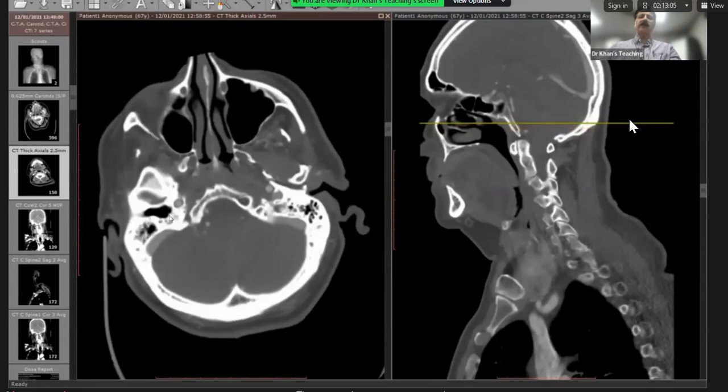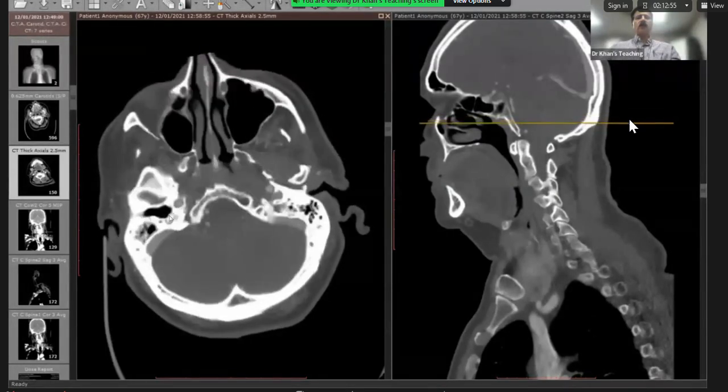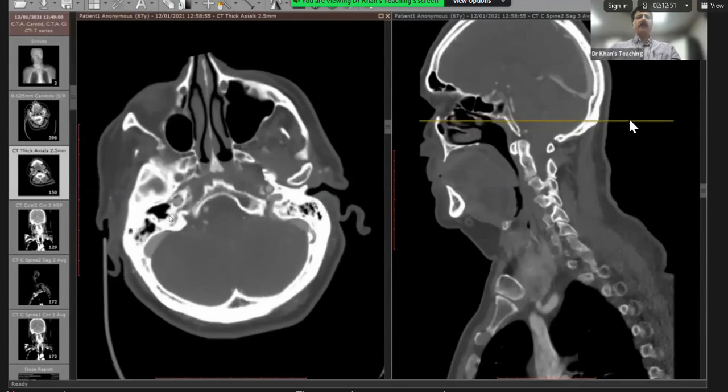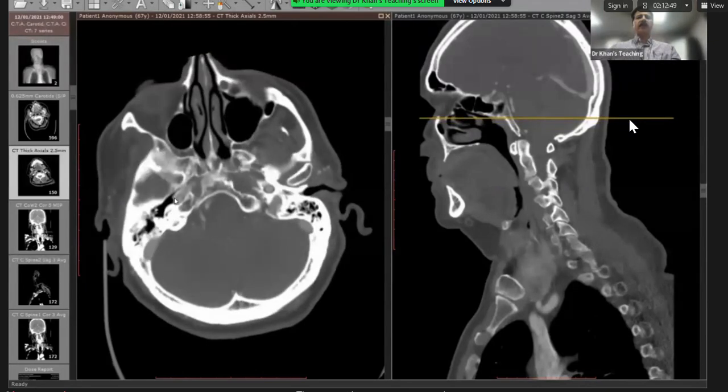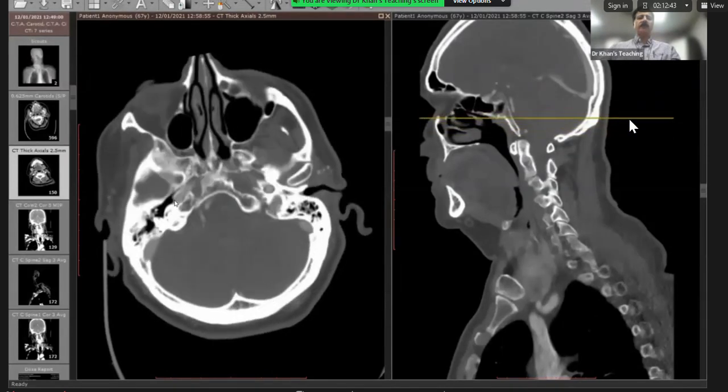We call it a high riding dehiscent jugular foramen. But these are normal variants. Otherwise, normally, key point to remember, the jugular foramen will be the floor, and the carotid canal will be the anterior wall of the middle ear cavity.